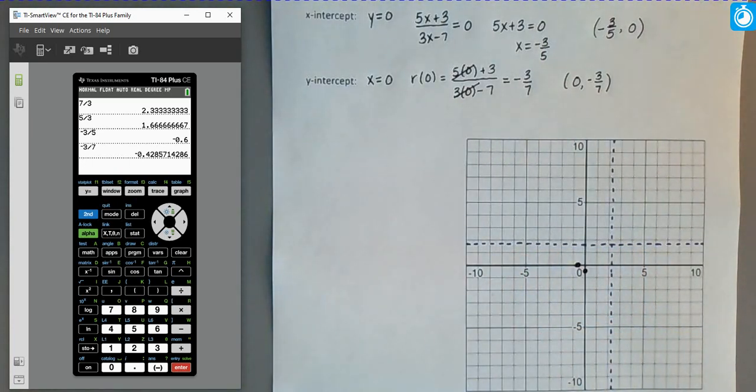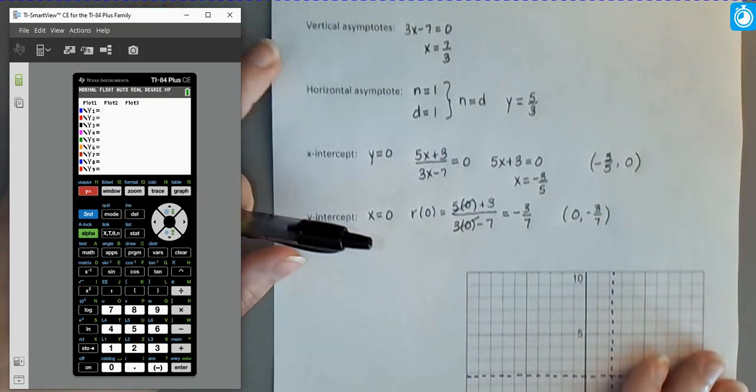Now we need to find 2 points that are to the right of the vertical asymptote. So there's a couple of different ways to do that. I want to show you a way that you can use the graphing calculator to save yourself a little bit of time. So you're actually going to use the graphing utility in the graphing calculator. So go to y equals, and you're going to type in your function.